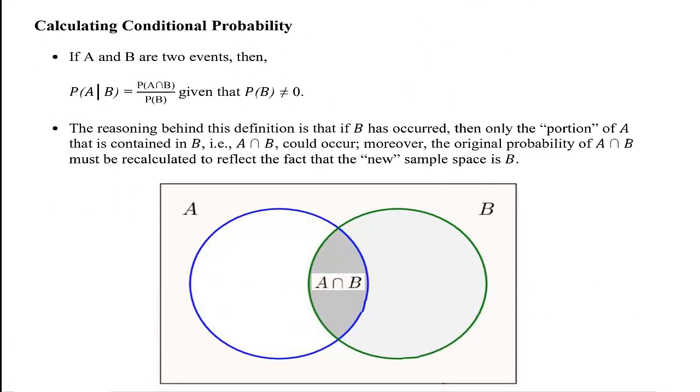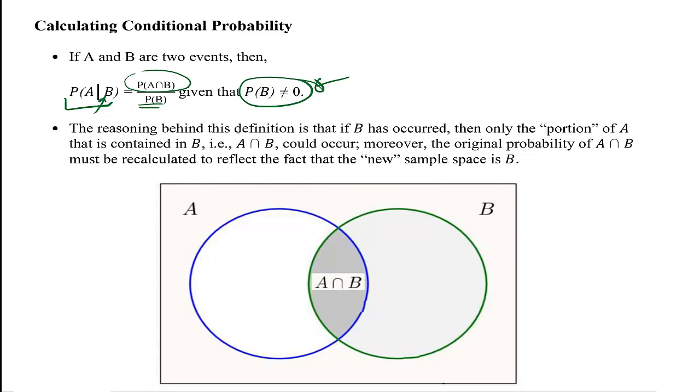How to calculate the conditional probability? We have a formula for that. If A and B are two events, then probability of A given B equals probability of A intersect B divided by probability of B, given that probability of B is not zero. Of course, probability of B is not zero because B already occurred. So before, it had a probability to occur, so it's not zero. This is the conditional probability rule.